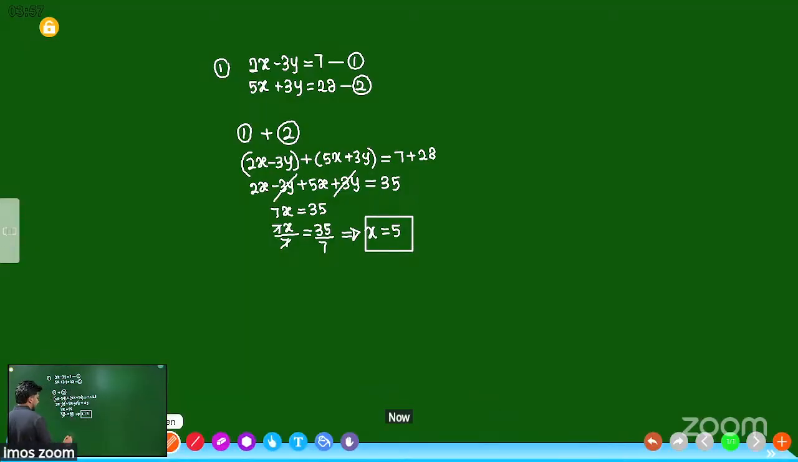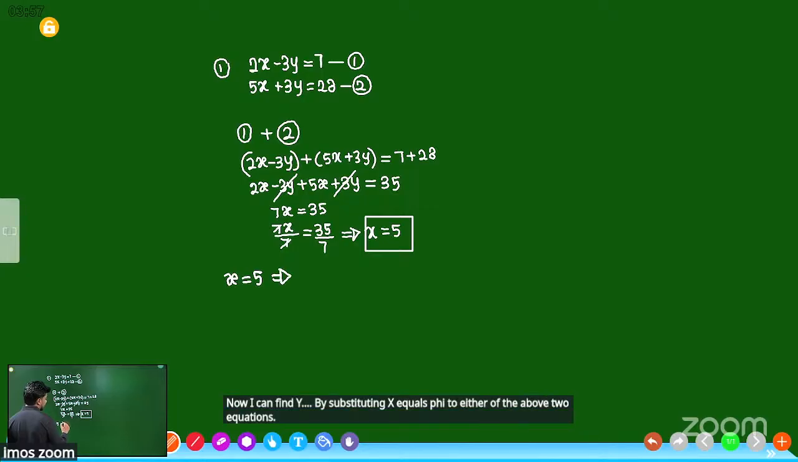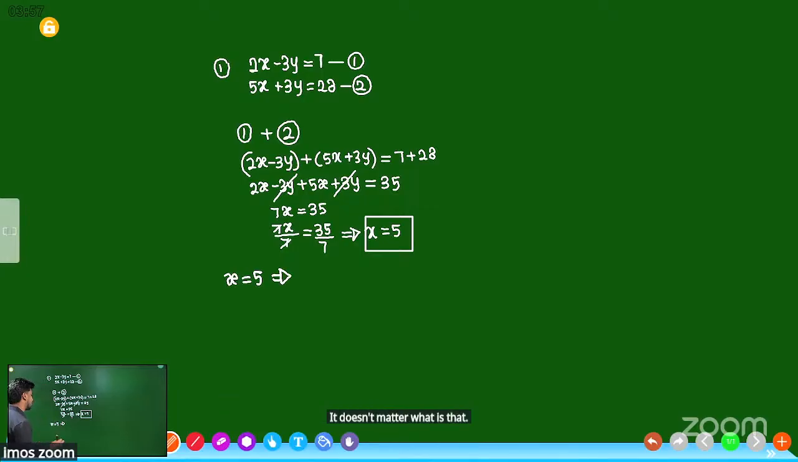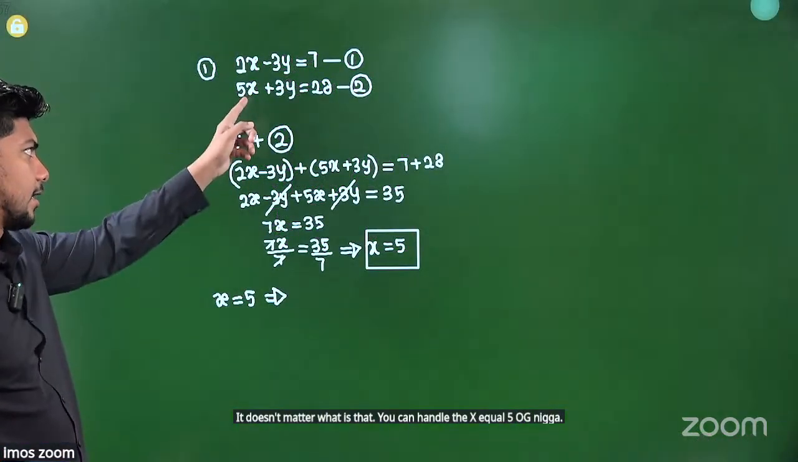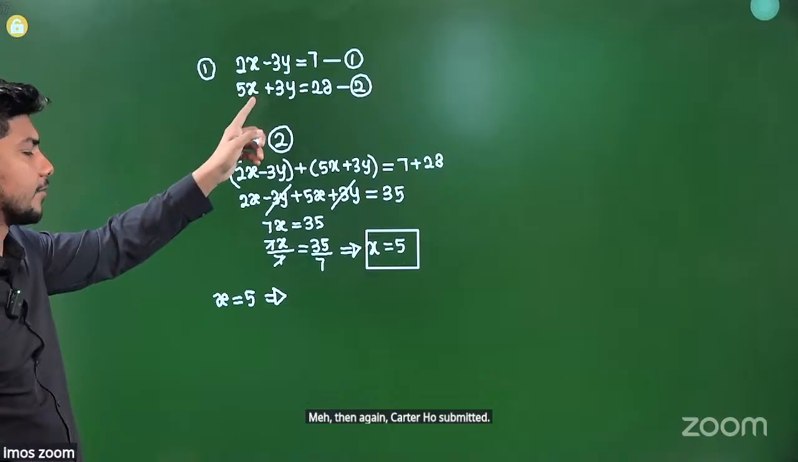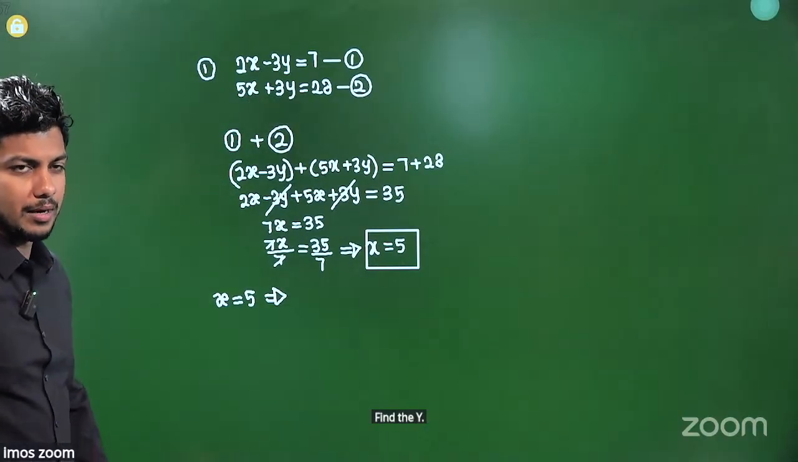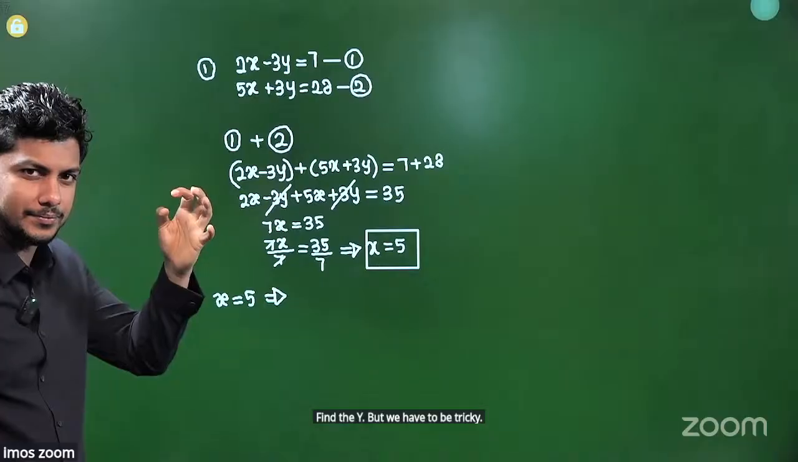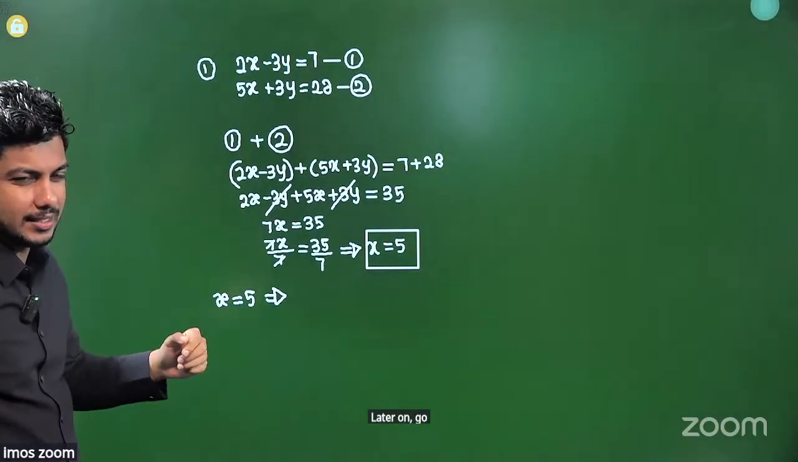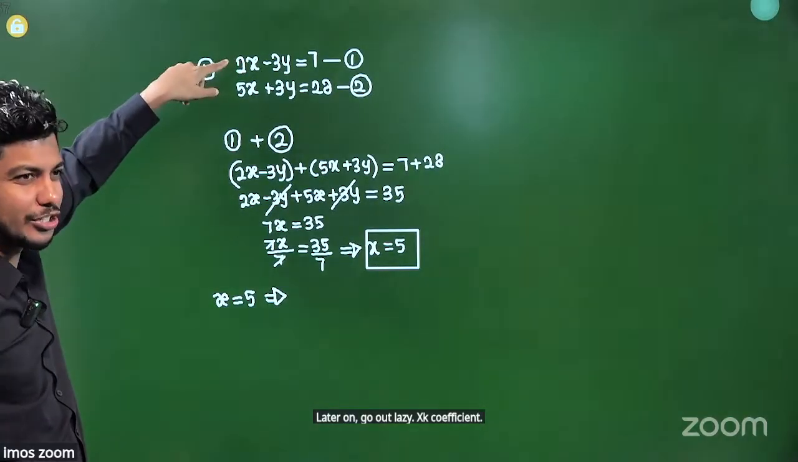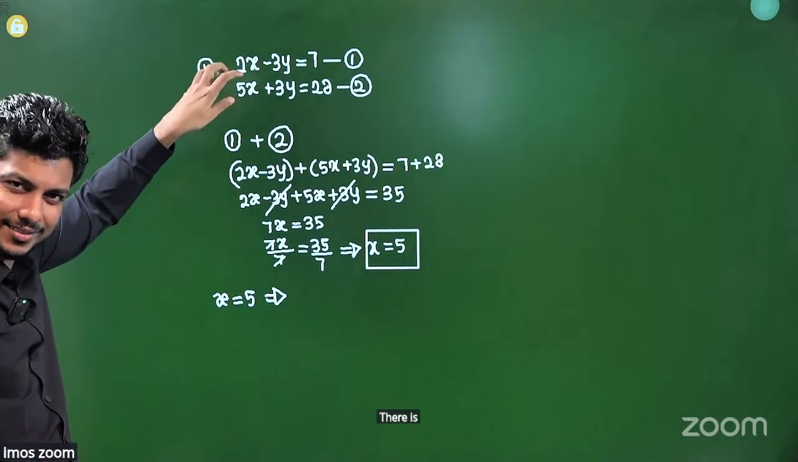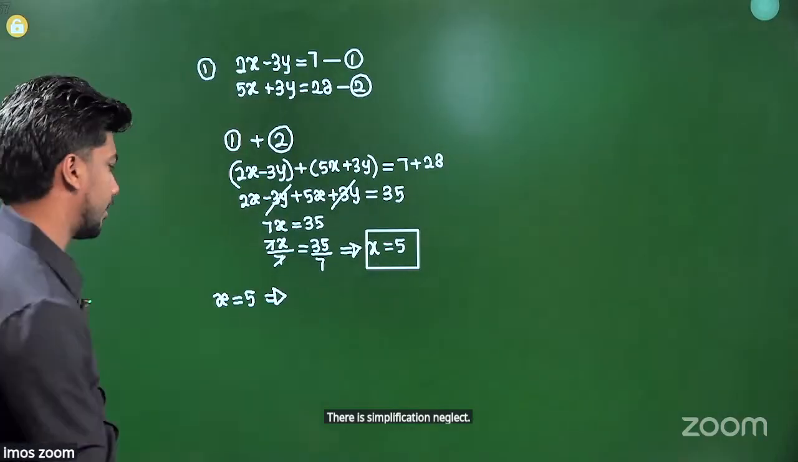Now I can find y by substituting x equal 5 into either of the above two equations. It doesn't matter which. You can find y by substituting x equal 5 into either of them. But we have to be tricky. Here the coefficient of x is smaller in the first equation, so substitute into that one. Simplification is easier. It doesn't matter if you use the other one either.